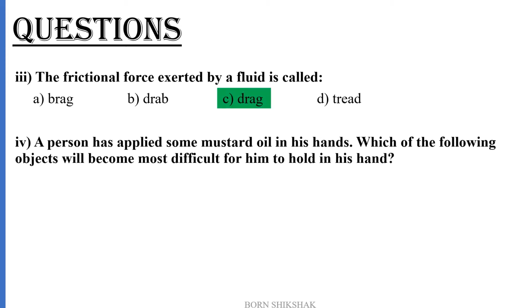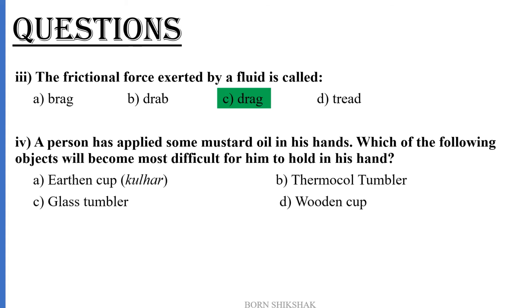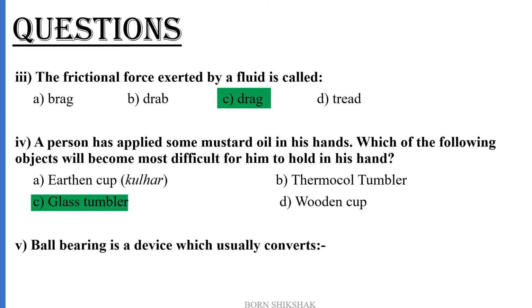Question number 4. A person has applied some mustard oil in his hands. Which of the following objects will become most difficult for him to hold in his hands? A. Earthen cup kulhad, B. Thermocol tumbler, C. Glass tumbler, or D. Wooden cup. The correct answer is C. Glass tumbler.